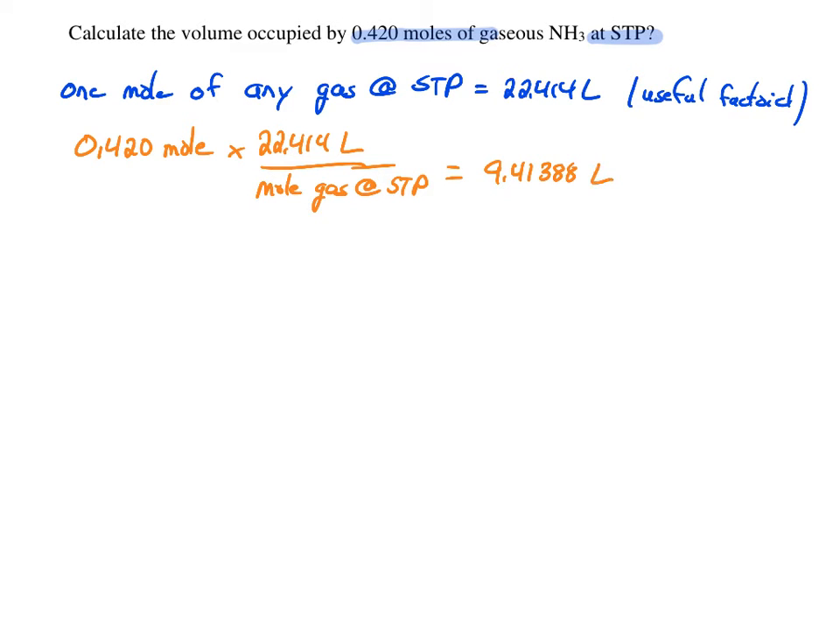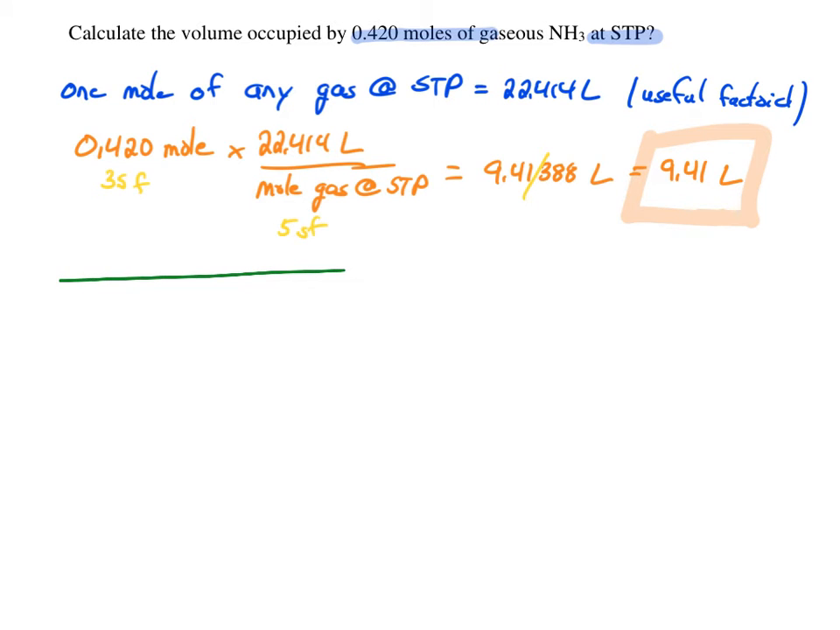9.41388 liters. Looking at sig figs, we see that we can only justify 3 sig figs because of this number here. Here we have 5, and therefore our final answer can be expressed as 9.41 liters. This would be the same for any gas, the same quantity of gas at STP.